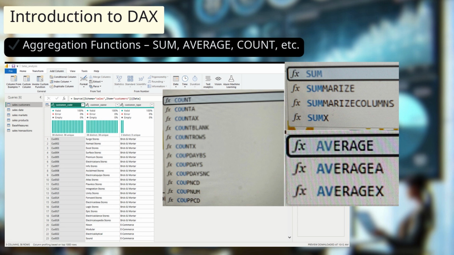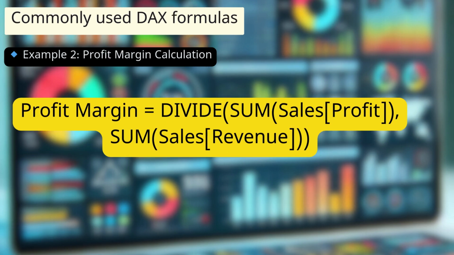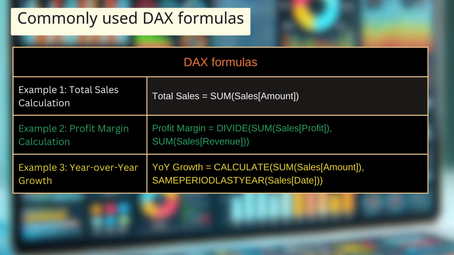Let's go over some commonly used DAX formulas. This formula calculates the total revenue from the sales table. Here, we divide the total profit by total revenue to get the percentage of profit. This function compares sales performance with the previous year. DAX formulas help us create advanced metrics, making our reports more dynamic and insightful.